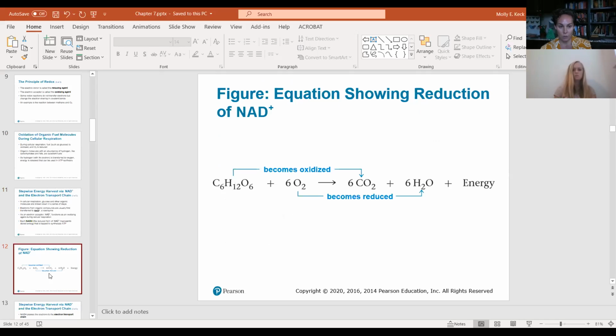So glucose becomes oxidized and turns into CO2. So it got rid of a ton of its hydrogens, right? And it gave them to the oxygen. Oxygen now becomes H2O. So CO2 was oxidized. The reducing agent was glucose. Oxygen becomes reduced to H2O because it gained negative electrons. And so the oxygen was the oxidizing agent.